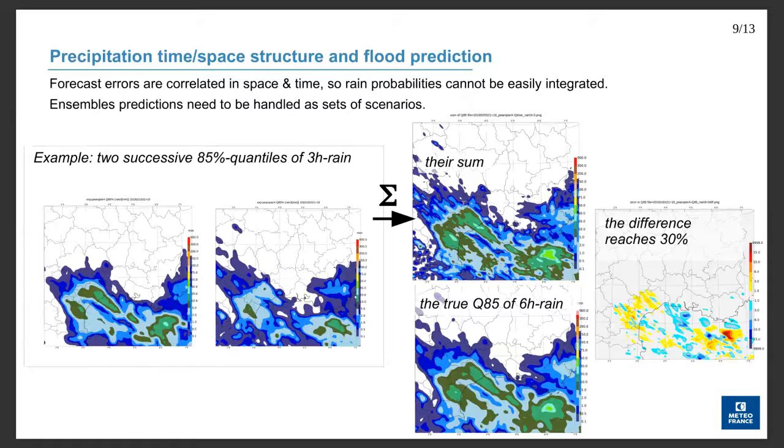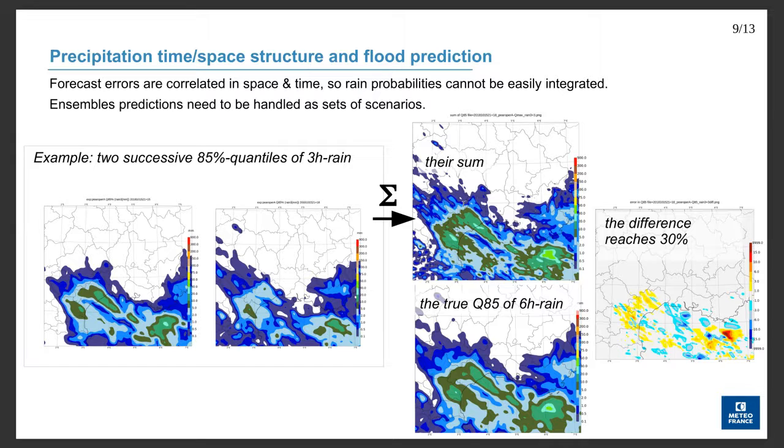Precipitation forecast errors are usually heavily correlated in space and time. So for instance, if you take 2 quantiles of rain accumulated over 3 hours, shown on the left, 2 plots, and you sum them, you will get a field that's very different from the 3-hour accumulation of rain. In other terms, the sum of rain quantiles is quite different from the quantile of the rain accumulation.